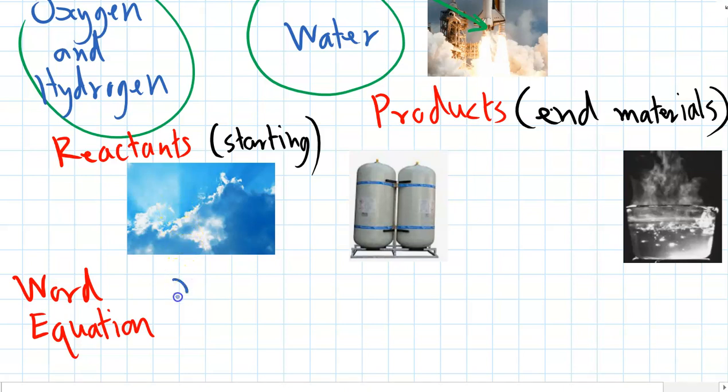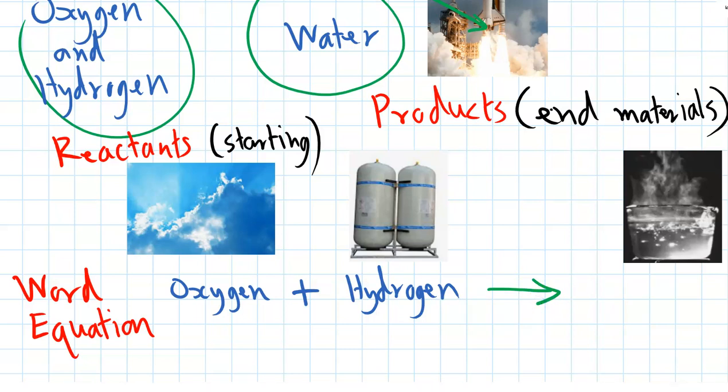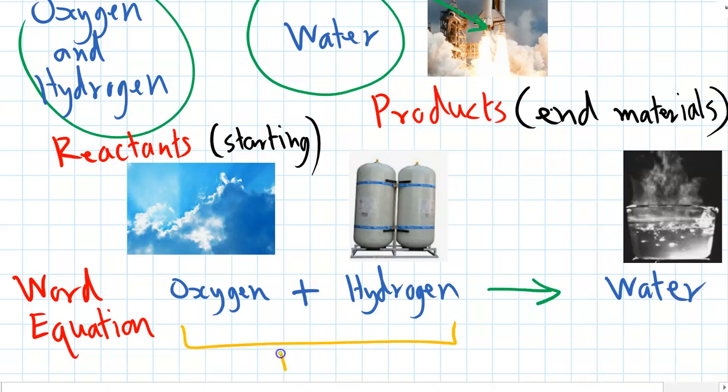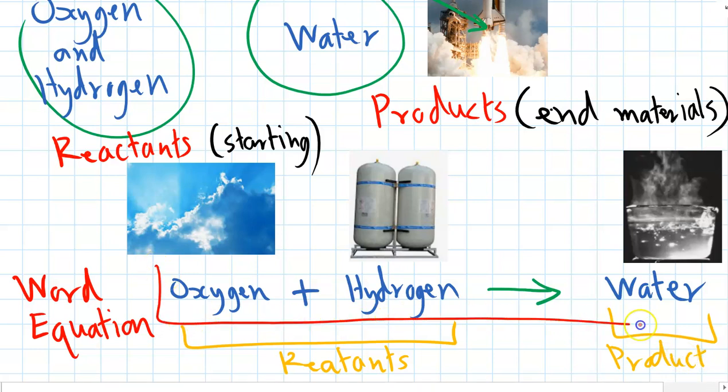So here's oxygen. So we write out our two reactants, oxygen plus hydrogen. So if there's more than one reactant or product, we use a plus sign. Unlike a maths equation, we use an arrow when we're doing word equations and chemical equations. So they're the reactants, and the product in this one is water. So we had reactants, and water was the product. So that's all you need to do to draw a word equation. You're just listing the reactants and the products with plus signs in between, and then an arrow between the reactants and the products.